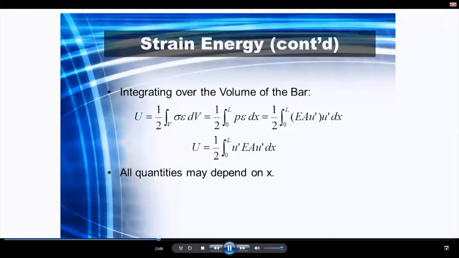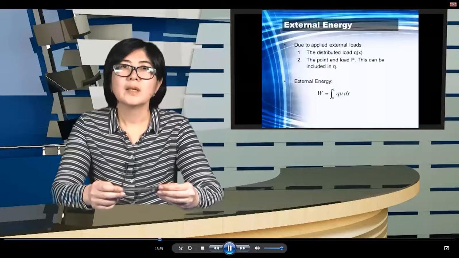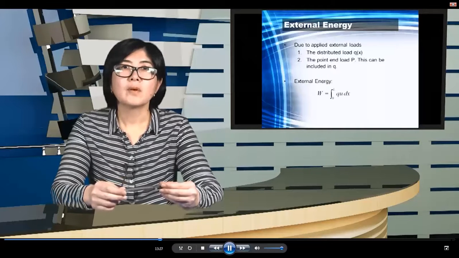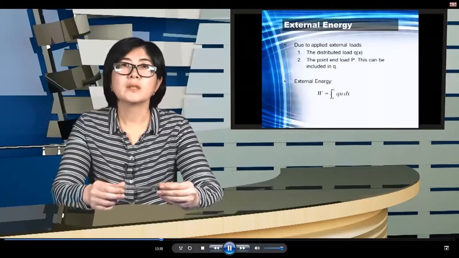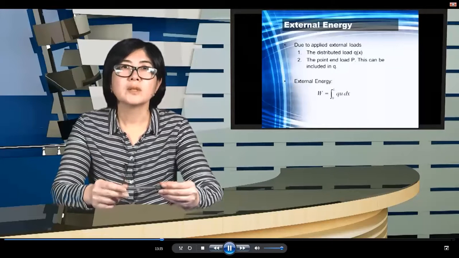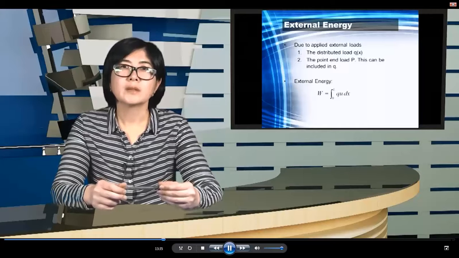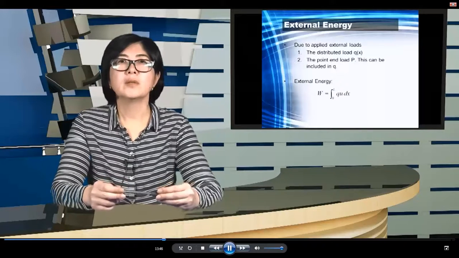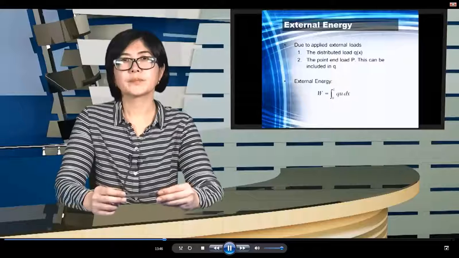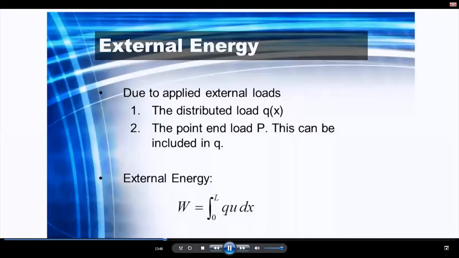The external work on the system can be defined in a similar way. External work is defined as force multiplied by displacement. Therefore, we have to identify the external forces on the system and integrate their product with the displacement over the whole volume. Two kinds of external forces are acting on the considered system. First, the distributed load Q. Second, the point end load P.